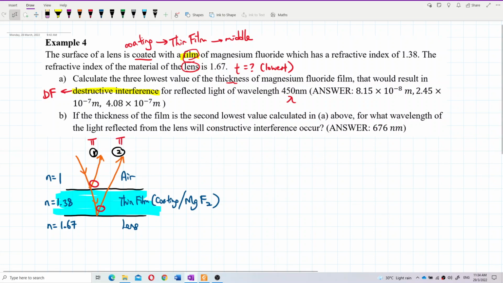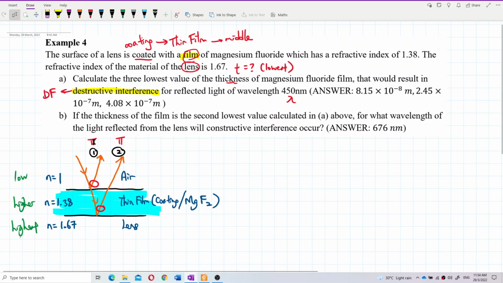Understand? So the first ray is a reflection from lower to higher refractive index, so it got a phase change, and then the second ray is also from lower to higher refractive index, also got a phase change. We can write this beside there. This one is considered low, higher, highest refractive index. So each ray also got a pi radian phase change.